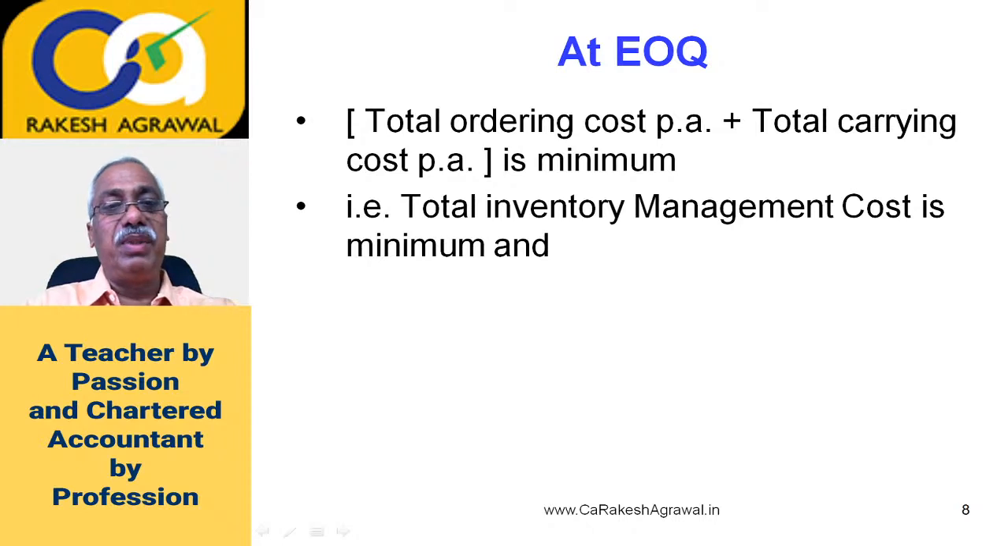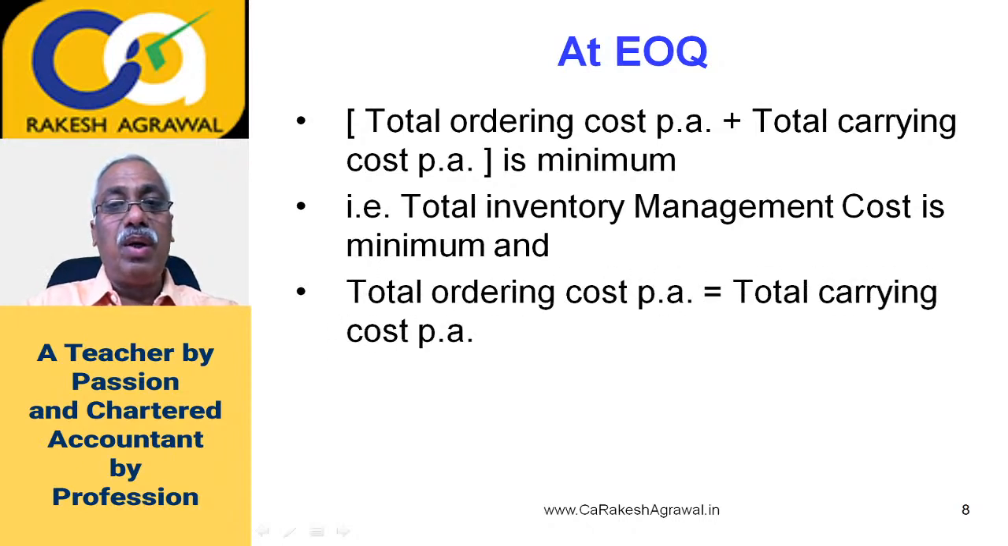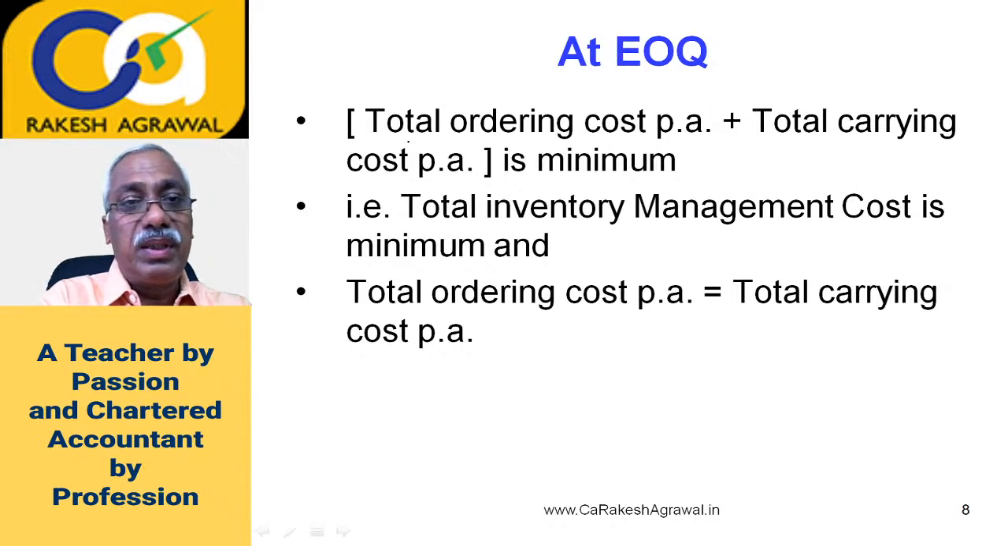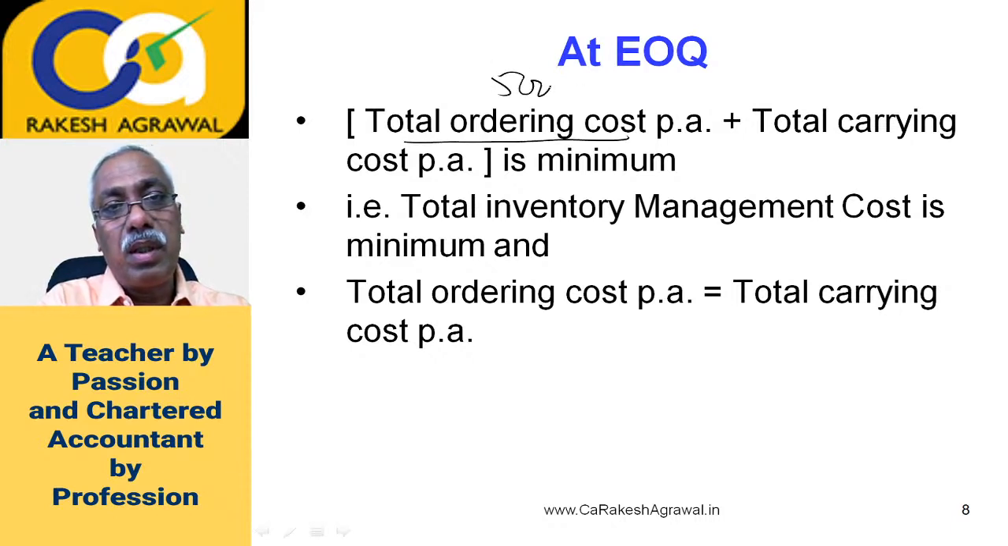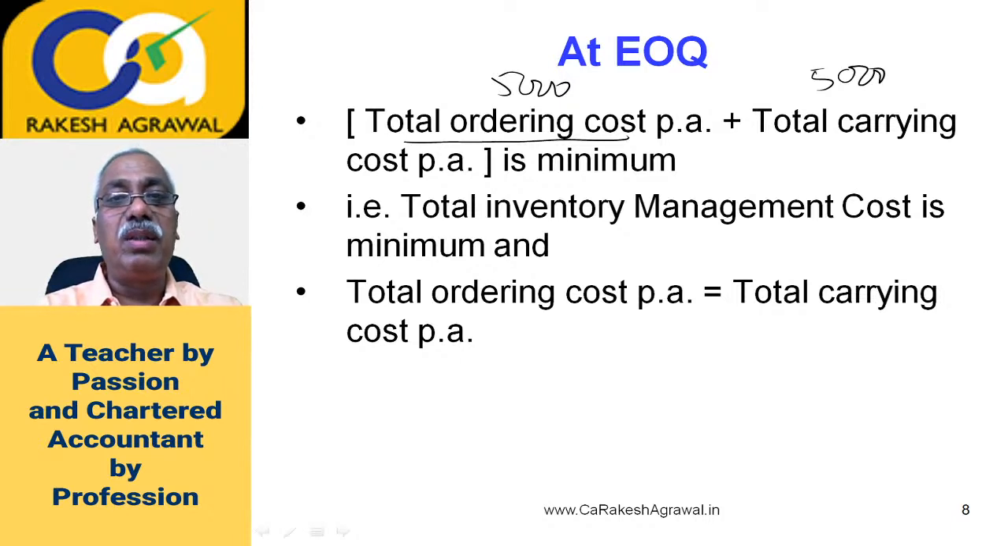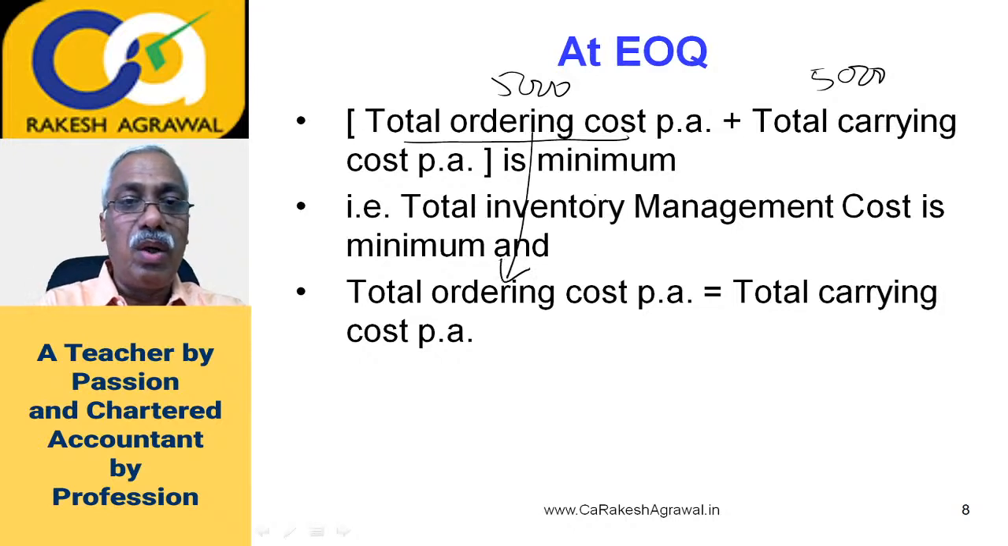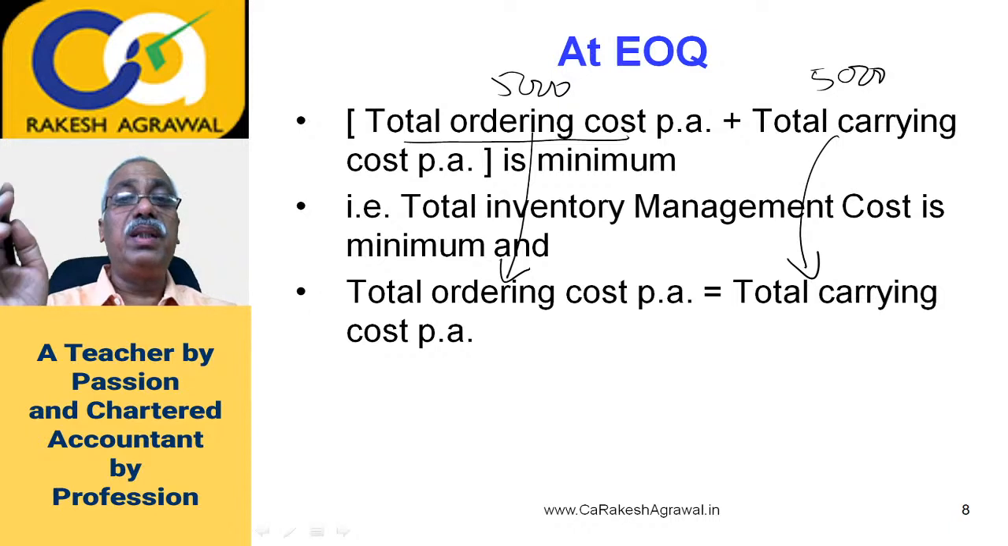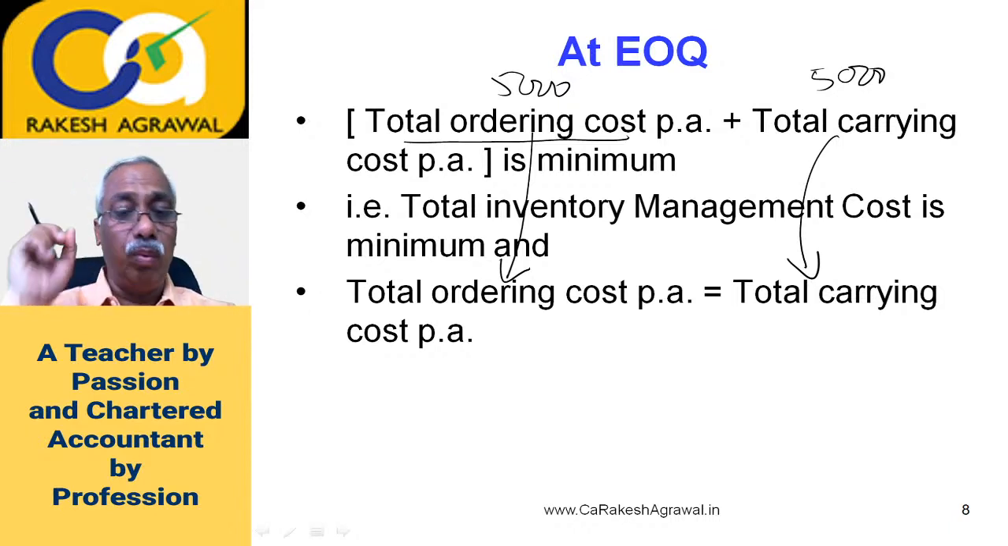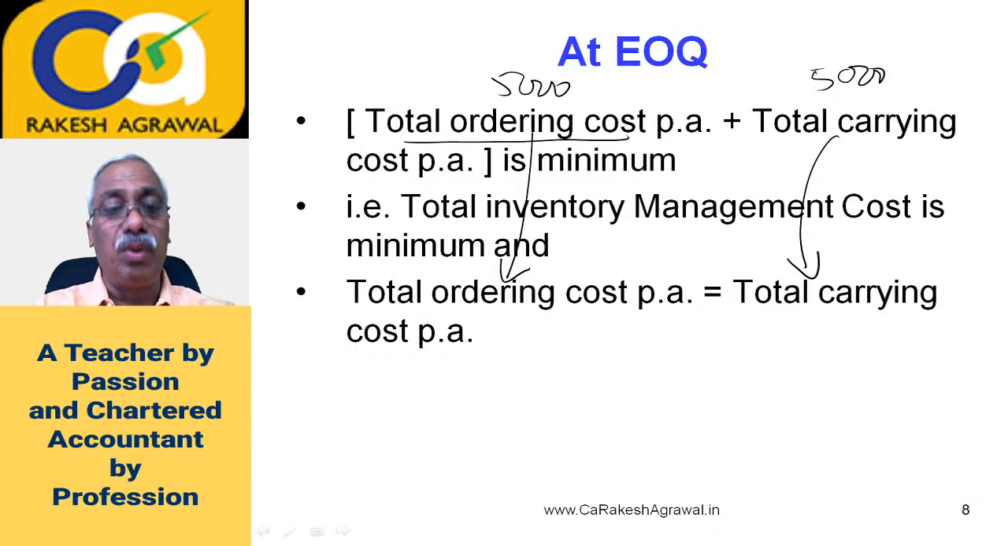And one more thing happens with Wilson's formula, that your total ordering cost and total carrying cost exactly tally when you calculate the answer of EOQ using the square root formula. It means if the total carrying cost is 5,000, then the total ordering cost also will be 5,000. It is because of that formula. And the total together, that is 5,000 plus 5,000, that 10,000 will be minimum. So the total ordering cost and the total carrying cost are always equal when we calculate the EOQ using Wilson's formula. Please remember, this will become equal only at EOQ, not at any quantity other than EOQ.